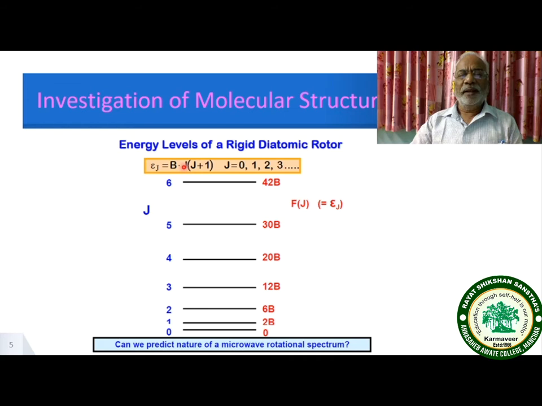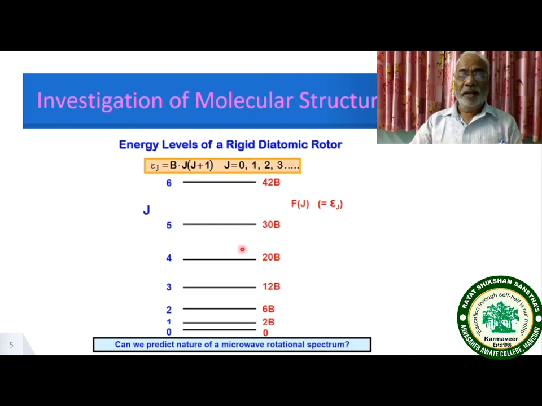2 into 1 is 2, so it is 2B. For J equal to 1, it is 2B. For J equal to 2, it becomes 6B. For J equal to 3, it becomes 12B. For J equal to 4, it becomes 20B. J equal to 5, it becomes 30B. J equal to 6, it becomes 42B, and so on. You can evaluate the value of a rotational energy level for any rotational quantum number.